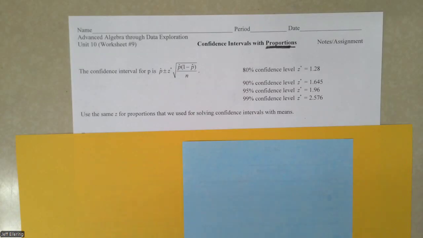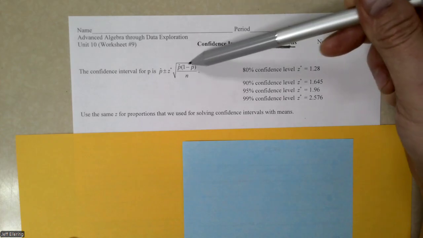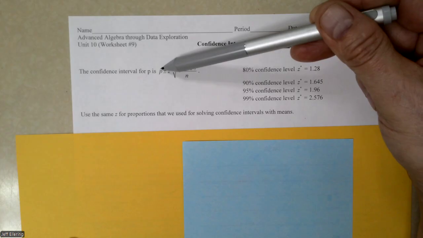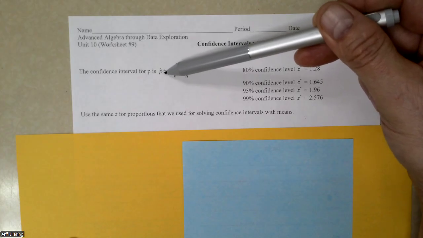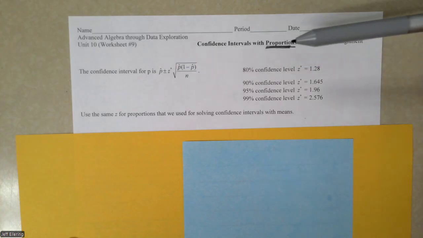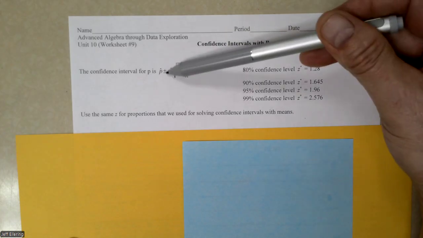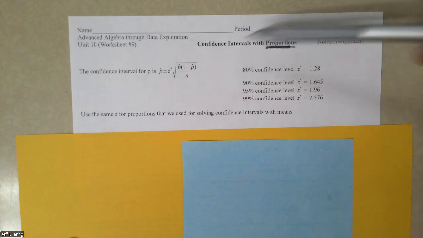Hello, ladies and gentlemen. Let's take a look at confidence intervals with proportions. The formula for this is slightly different than it was for means. We've got what's called a p hat. That's a proportion. P stands for proportion. It's p hat plus or minus the z star.